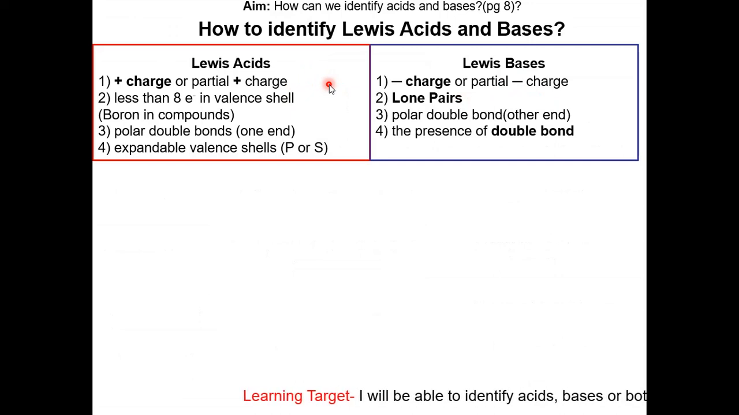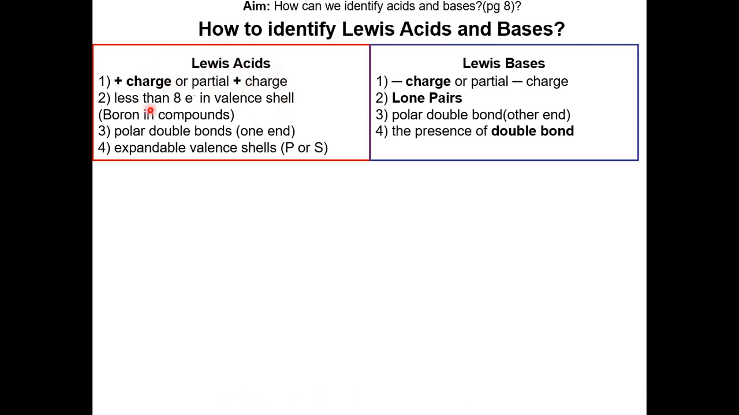In the next part of the lesson, we're going to identify Lewis acids and bases. Keep in mind, this is not on the Regents. Lewis acids tend to gain electrons, while Lewis bases tend to lose electrons. Here are some possible characteristics of Lewis acids and Lewis bases that you can use to identify them. Lewis acids tend to have a positive charge or a partial positive charge.